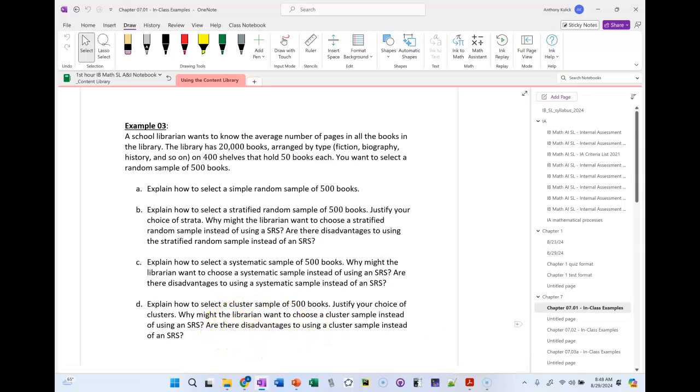You don't really know what you're grabbing. Well, it's still random. When you say random, is it just random by, okay, I'm gonna grab this one, this one, this one? Or is it always a random number generator like that? We're going to assume it's a random number generator, but instead of all 20,000 books possible, it's just the 50 on that shelf.